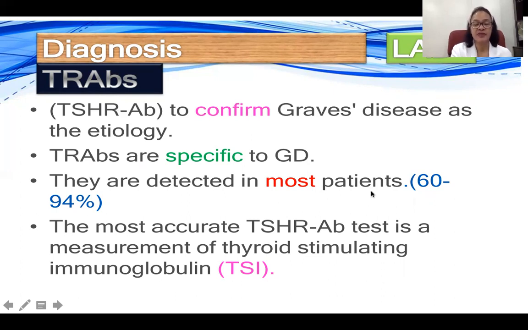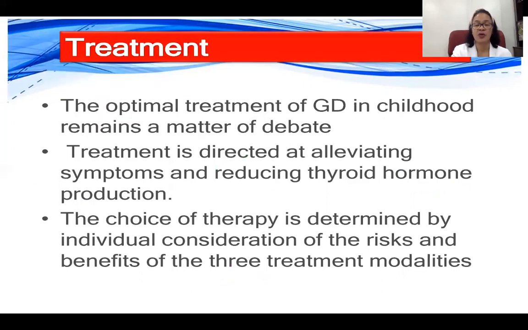To confirm Graves' disease as the etiology, you need to determine the levels of your antibodies. These are detected in most of the patients, in 60 to 94% of patients. So the most accurate test for these antibodies is the measurement of your TSI, your thyroid stimulating immunoglobulin.